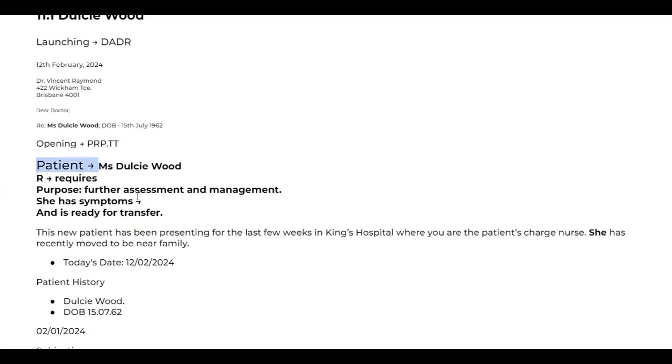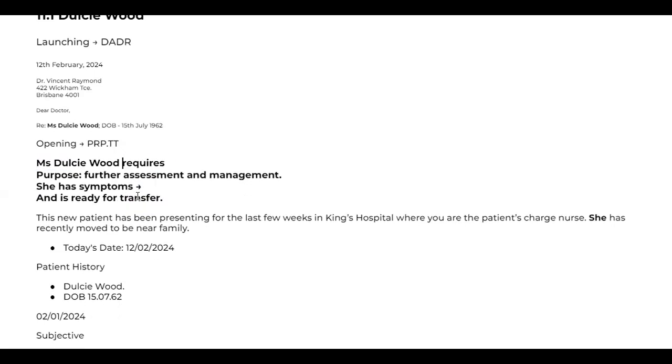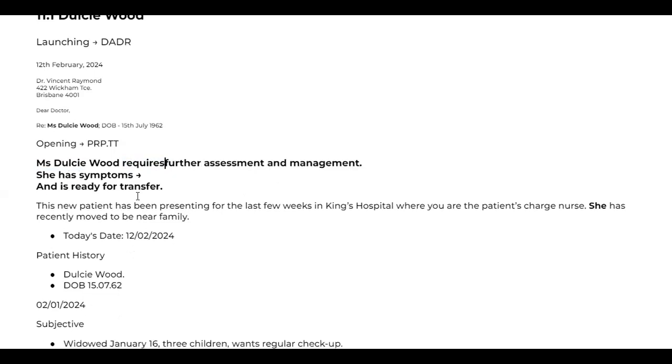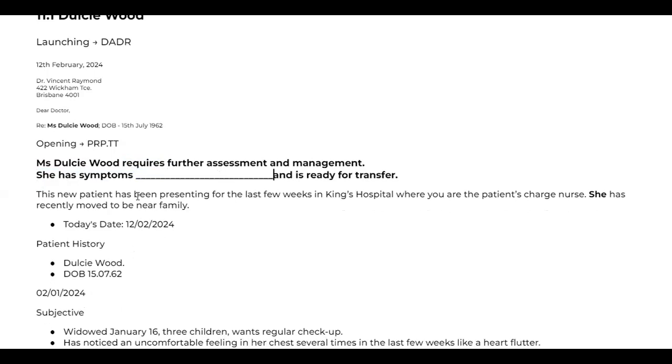So how will you write? Miss Dulcie Wood requires further assessment and management, full stop. She has this one we have to complete. Anybody can complete now. And is ready for transfer. This is the opening paragraph of a letter. Everybody, you may be following some other method, but this method is the most compatible one for anybody to write a letter. Because if you follow any other method, you won't be able to be so flexible as this one.